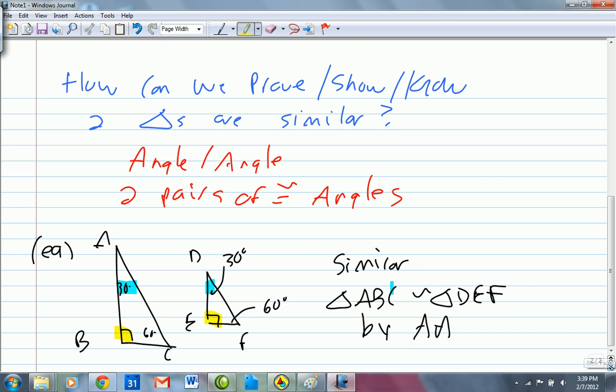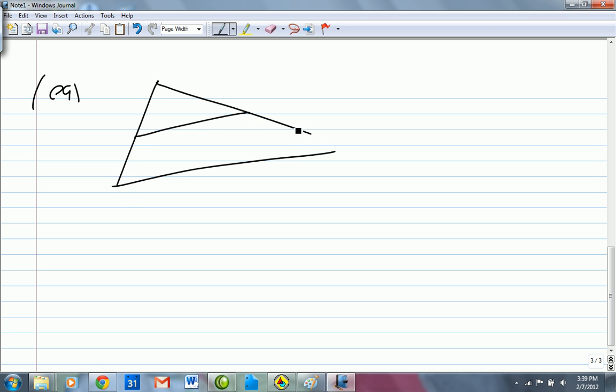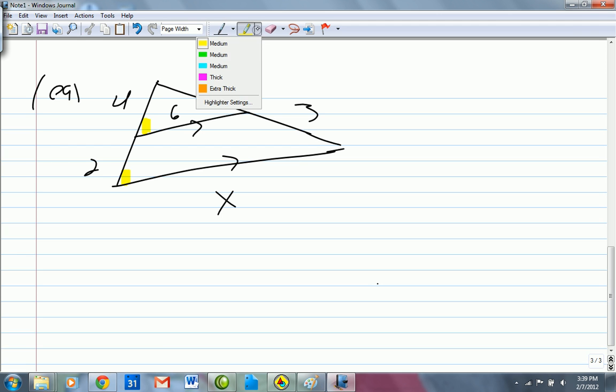So let's look at a problem that's going to use that idea. I'll give you an overlapping problem. Here's another example. Let's make those lines parallel. We'll call that 4 and 2, and we'll call that X and 3 and Y, and we'll call that 6. Now, if I separate these two triangles, first of all, these are corresponding angles, and they're congruent, and these guys are corresponding angles, and they're congruent too.